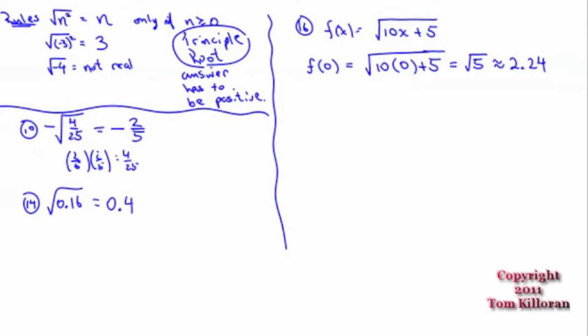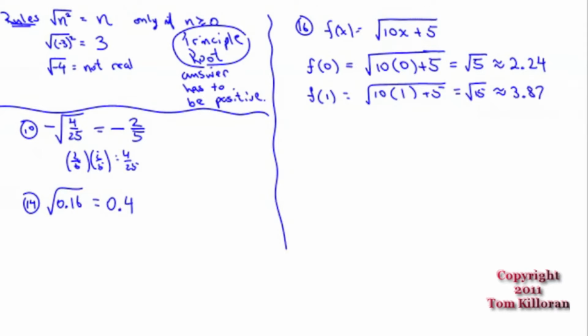How about f of 1? Well, f of 1, you just plug it in. You go 10 times something plus 5. What's the something? 1. And 10 times 1 is 10. 10 plus 5 is 15. So this becomes the square root of 15, which is approximately. Now the square root of 16 is 4, so this should be just a little shy of 4. 3.87.